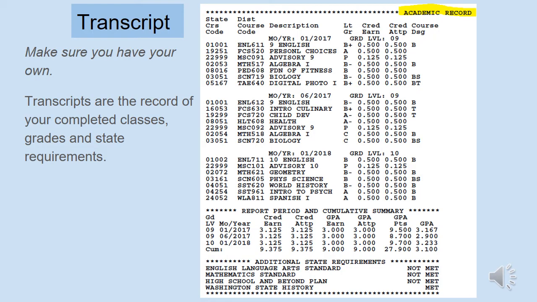Now we're going to spend some time looking at the other document you received today. This is your transcript. Your transcript is a record of all of your completed courses, the grades you earned, and the amount of credit that you earned. Please make sure you have your own transcript for this activity.